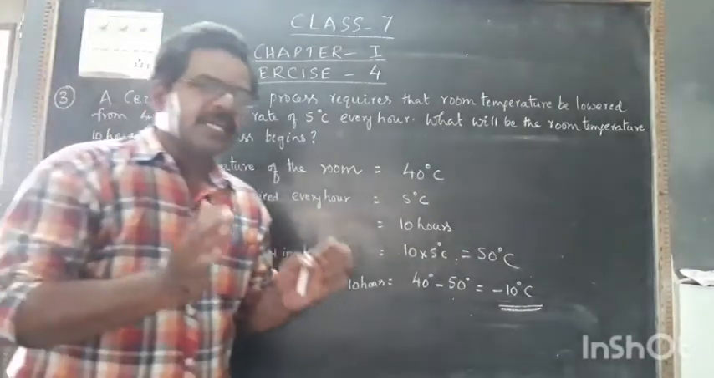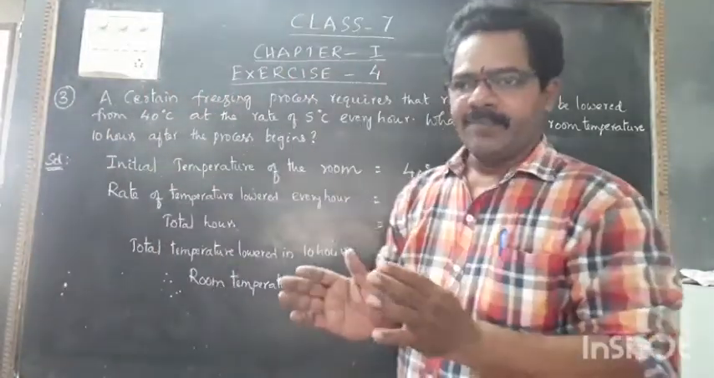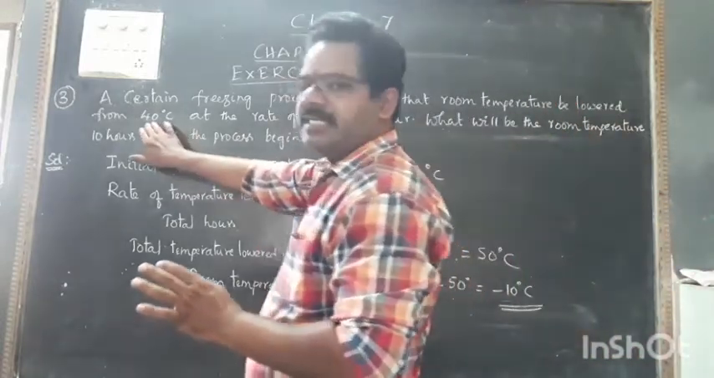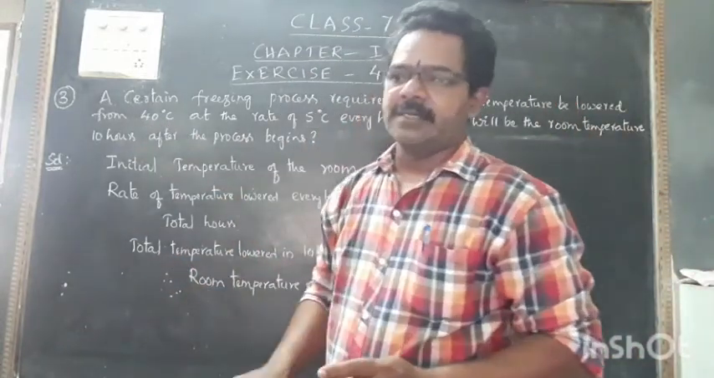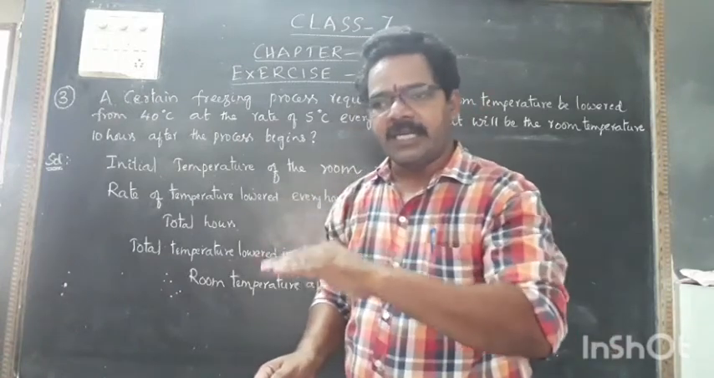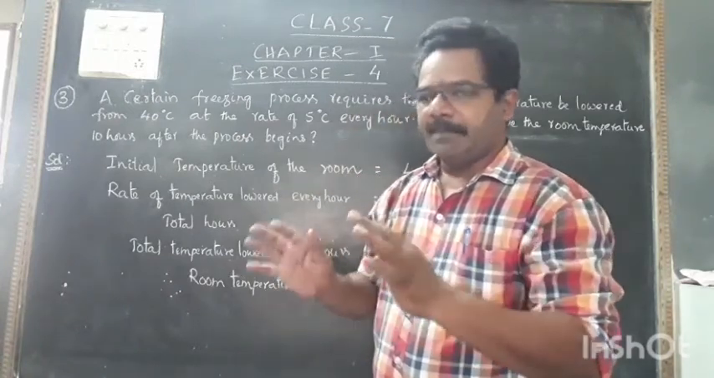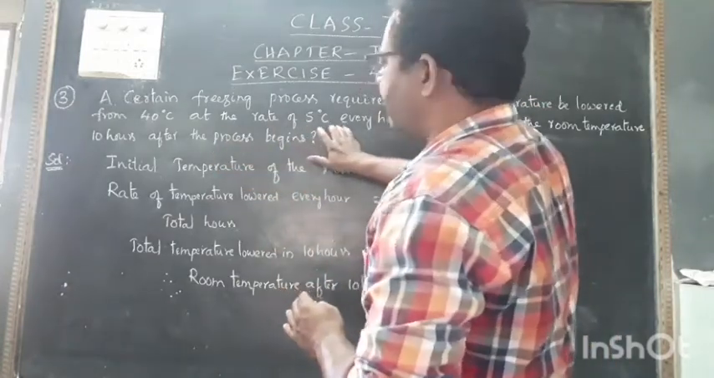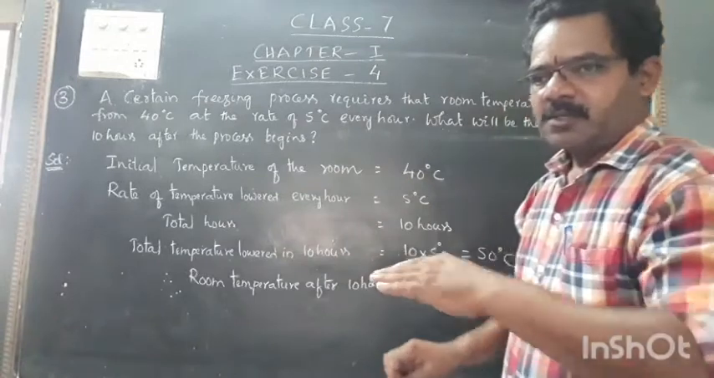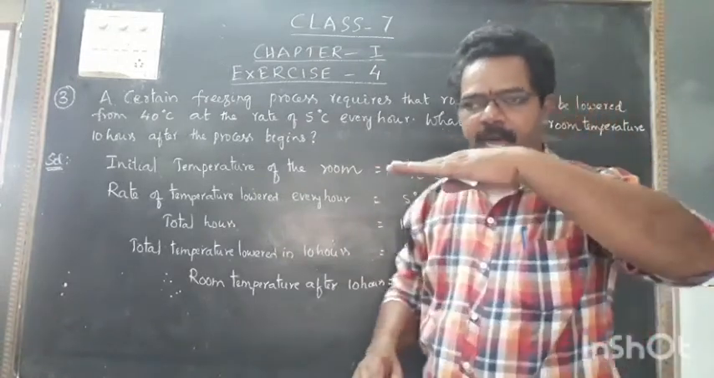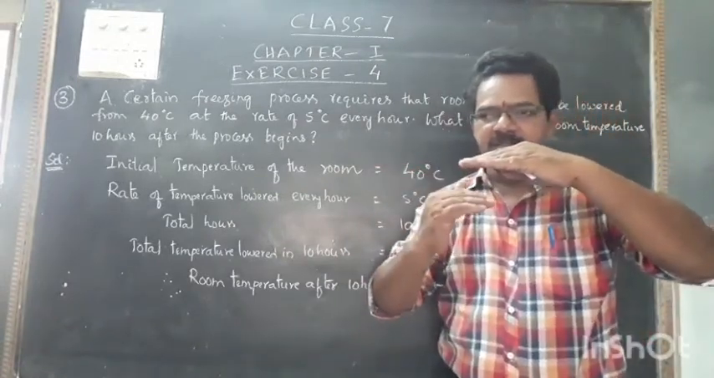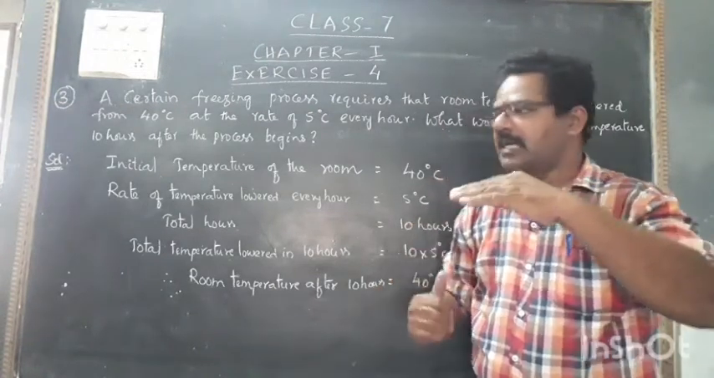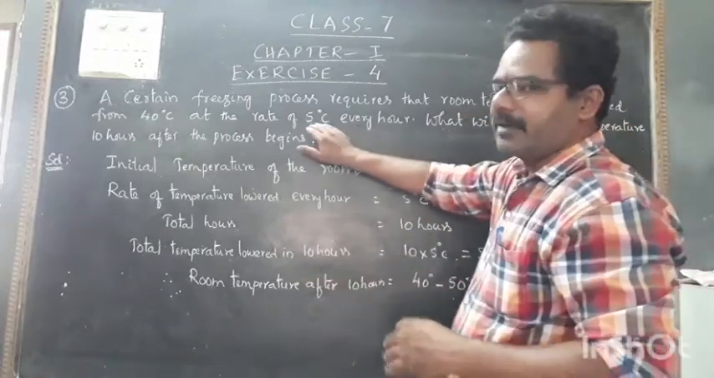Here, one freezing process is conducted. One experiment they are conducting. In the room, the initial temperature is 40 degrees centigrade. So gradually the temperature is decreasing, by applying the cooling process. Every hour they are decreasing 5 degrees centigrade. So first hour starting time 40 degrees, after that 35 degrees, after that 30 degrees, after that 25 degrees, like that they are decreasing every hour.